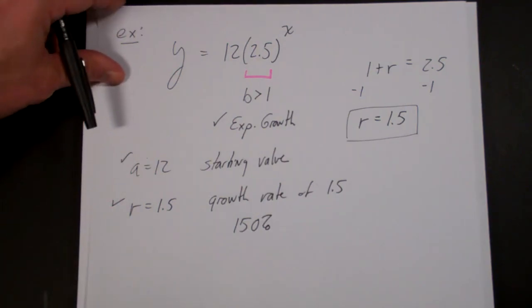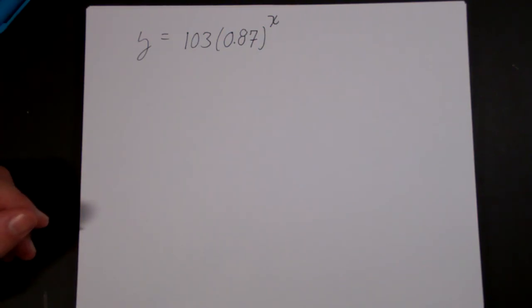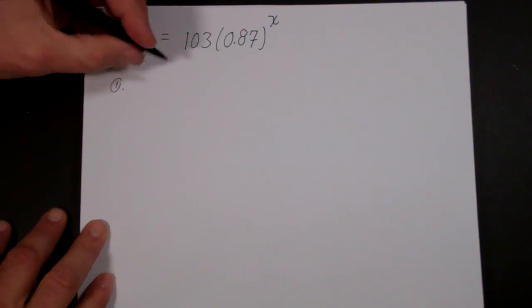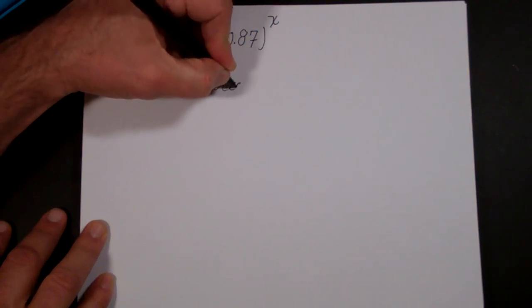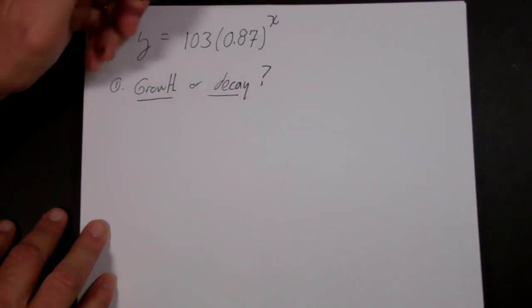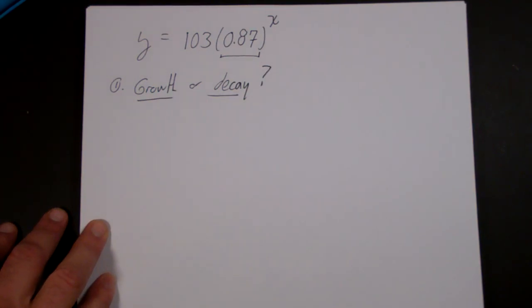Let's do another example. Let's do y is equal to 103 times 0.87 to the x. Let's go step by step. First, is this growth or decay? Well, the question is what's this number right here? Is this number right here greater than 1 or less than 1? And that number is less than 1.